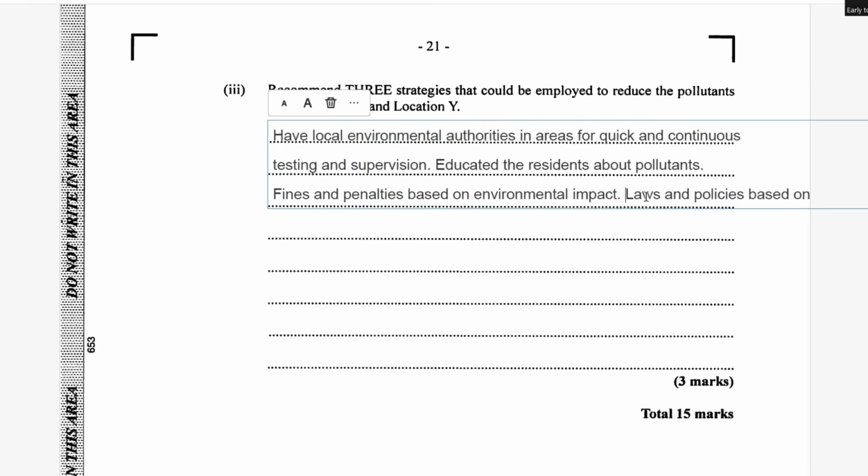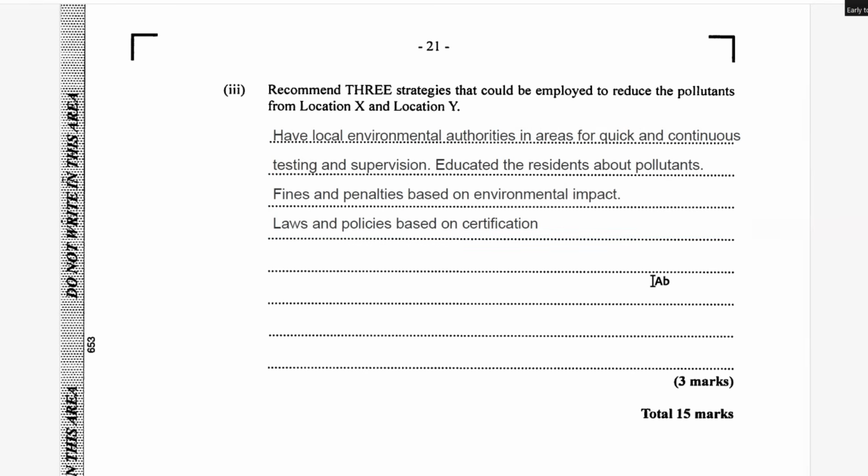That will be great. You need to educate the residents, the persons living there, the persons operating, those who work there, educate them about the problems if the pollutants go. You could have fines and penalties for institutions, corporations, even individuals who may be polluting and impacting the environment. You could have laws and policies based on certification. So you want to operate in this area, you need to comply with X and Y, as the case may be, to prevent and reduce pollutants going into the environment.